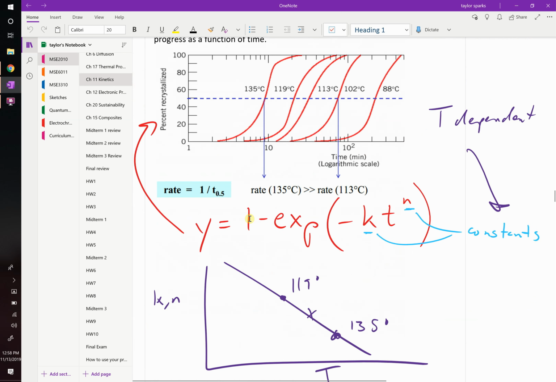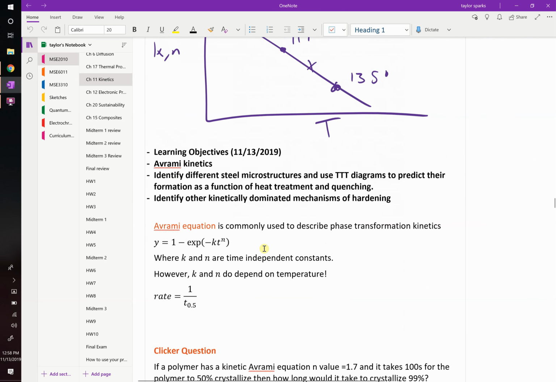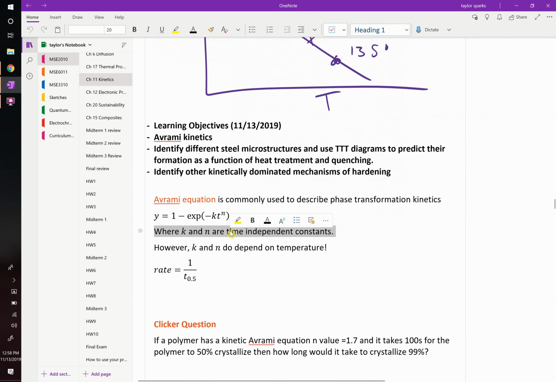The mathematical expression that fits that is the Avrami equation, which says the amount transformed at any given time, y, is equal to 1 minus the exponential of negative k times t raised to the n, where k and n are constants that we need to fit, but they're not constant over all temperatures. Ideally, they'd be time independent, otherwise this isn't going to work. But they are not temperature independent, okay?